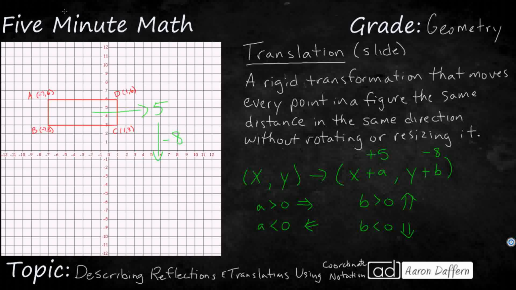Let's take a look. So that's what we did here. We slid it over 5 and down 8. So let's just look at our A's, for example. So we had our A, we had a -7, but then we added 5 to that. And then we had our 6, but we subtracted 8 from that, and that ended up becoming A prime, which was (-2, -2). And we see that right up here. We could do that for B, C, and D as well.